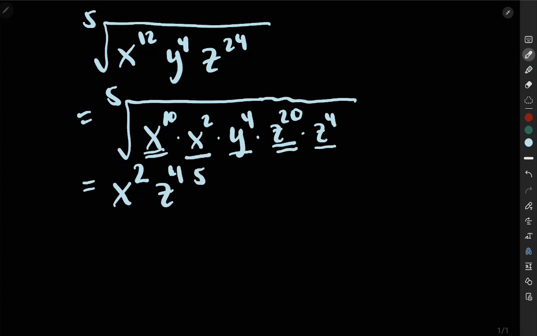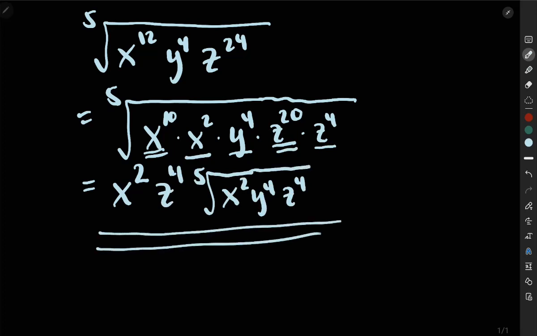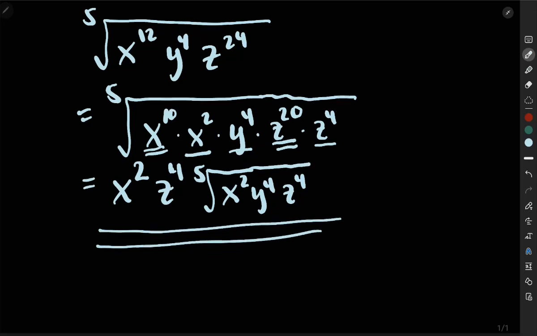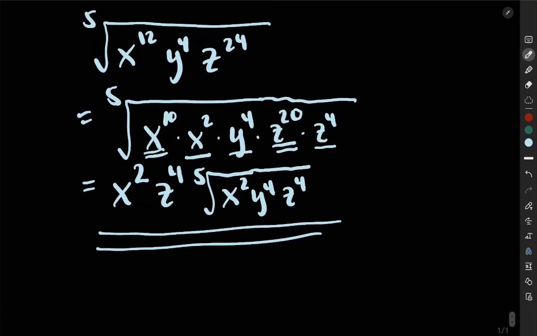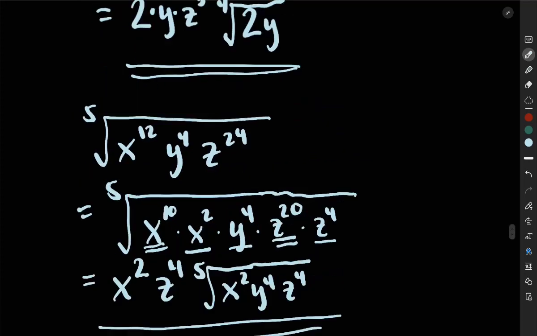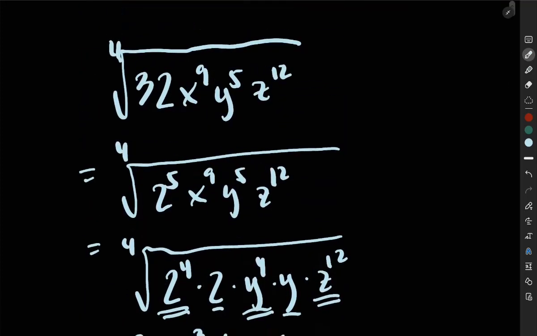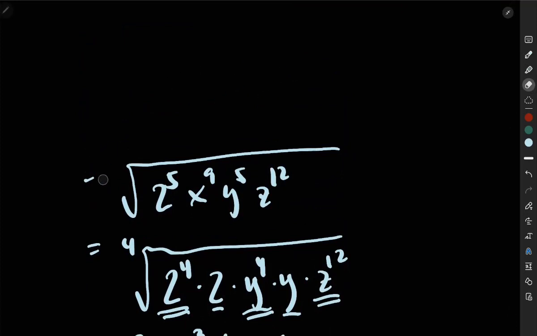Now let's rewrite the remaining: x squared, y to the 4th, and z to the 4th power. So this is the final simplified form. And then, alright, we don't have much space, so we're going to go back to the top, and then we can use this space.